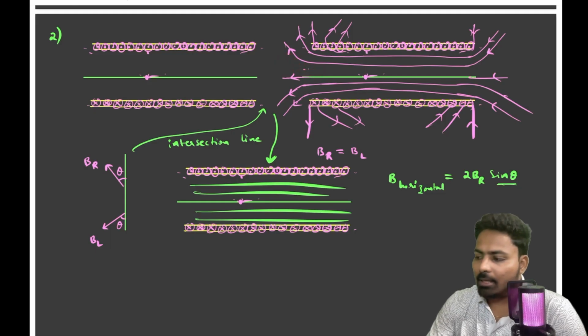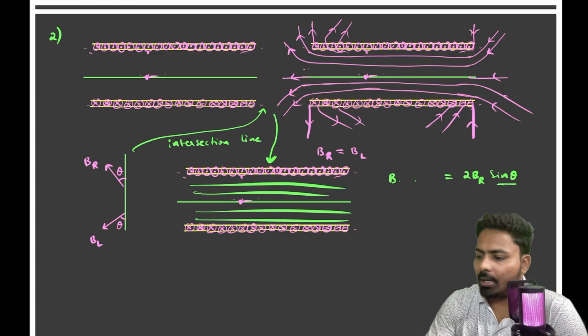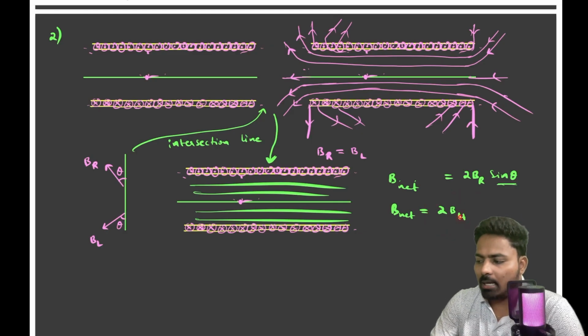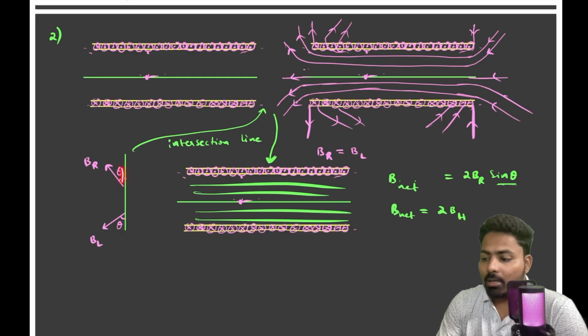This theta is completely variable for the different lines that I'm going to take over here. Understood? So instead of BR sin theta, let me write that as B parallel. So B net, when both are joined, is the net magnetic field. Net magnetic field I am writing as 2 times B horizontal. BH or B parallel, whatever. BR sin theta is nothing but B horizontal, and BR cos theta and BL cos theta will get cancelled.